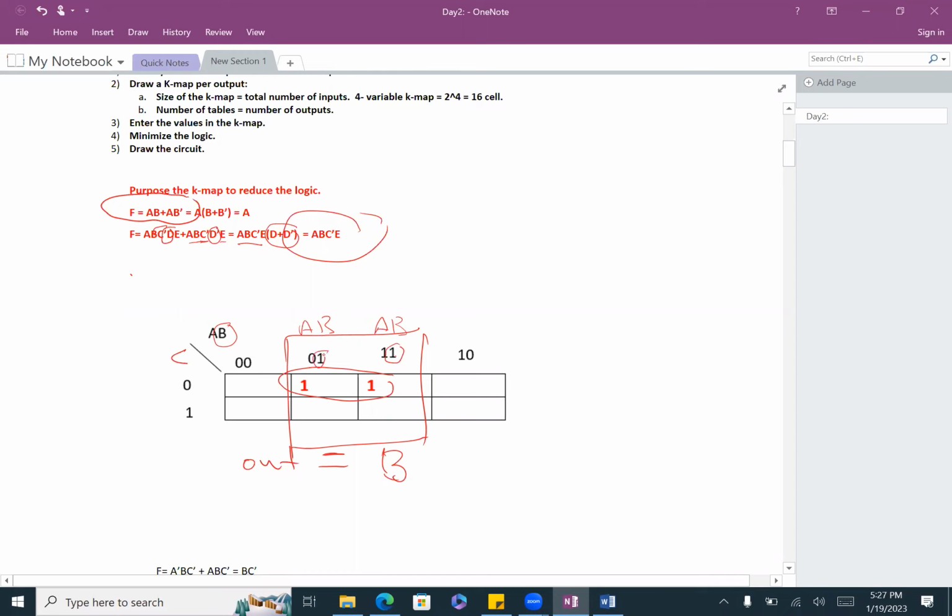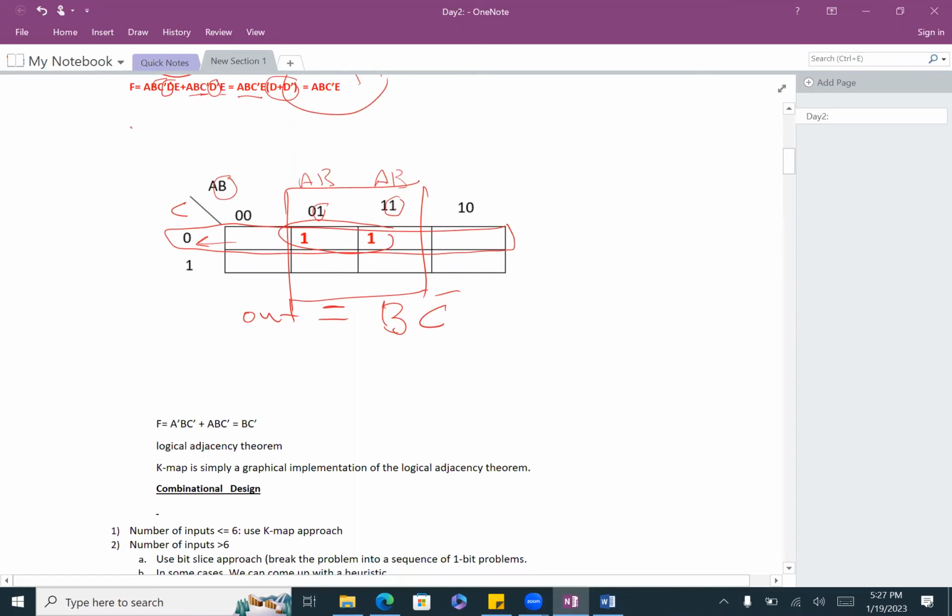Perfect. And if you take this side, what do we have? C is the common, which is 0, so it's going to be C bar. That's how you reduce the equation. The K-map is graphical, it shows you how to reduce the circuit. That's really the purpose of the K-map, to reduce the logic. So that's our answer, correct?